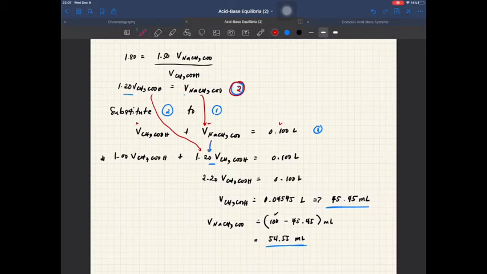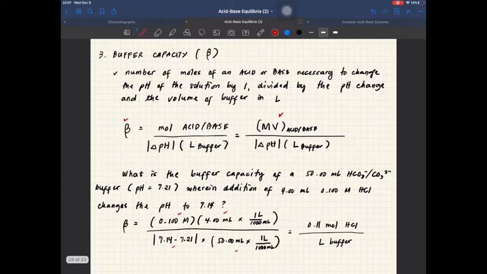Okay, the third concept that I would like to teach you is the concept of buffer capacity. Buffer capacity is defined as the number of moles of an acid or base necessary to change the pH of the solution by 1, divided by the pH change and the volume of the buffer in liters. So it has the following formula.